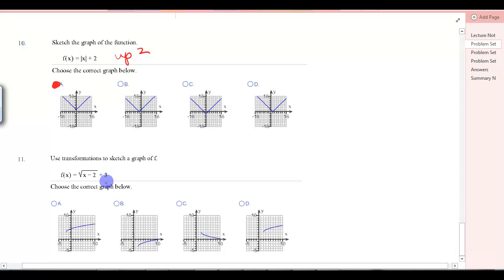All right, on this one we've got square root of x minus 2. So remember that the basic square root of x does that. X minus 2 says we're going to go right 2 and up 3. So we want to find the one that went to the right 2 and up 3. And I believe it's right here. And that should get us some practice on transformations in 3-5.